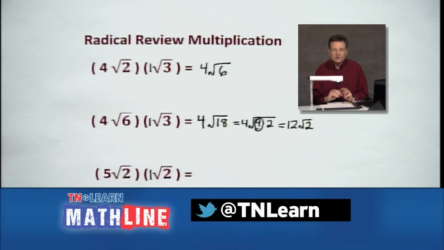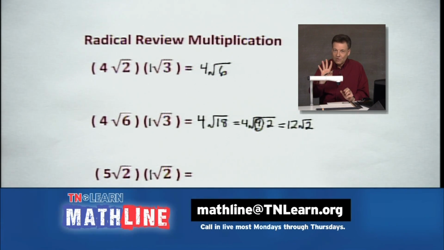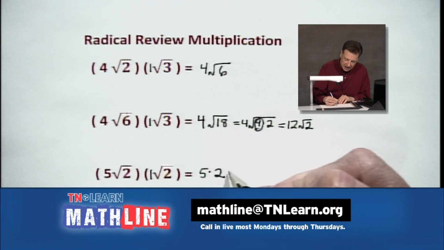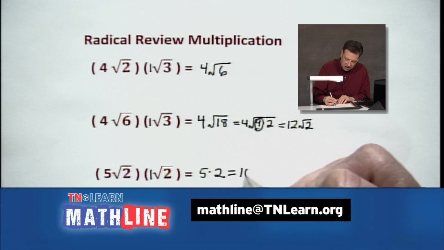In other words, the square root of 2 times the square root of 2, you come back to 2 because that's the square root of 4. All right? So there we go. 5 times 2. Can you do that mentally? Of course you can. I'm going to write it down just so everybody's with me. And there you are, 10.